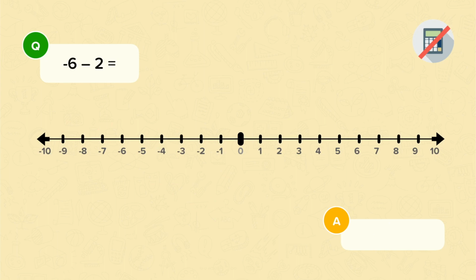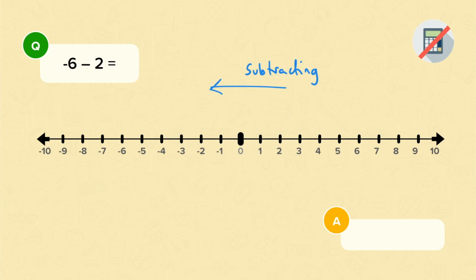Okay, I would like you to use the number line to answer this question by yourself. I'll read it out for you. -6 take away 2. My only bit of help is that as we are subtracting, we're going to the left. So I'd like you to pause the video, start at -6, and take away 2. When you come back, I'll show you the answer.